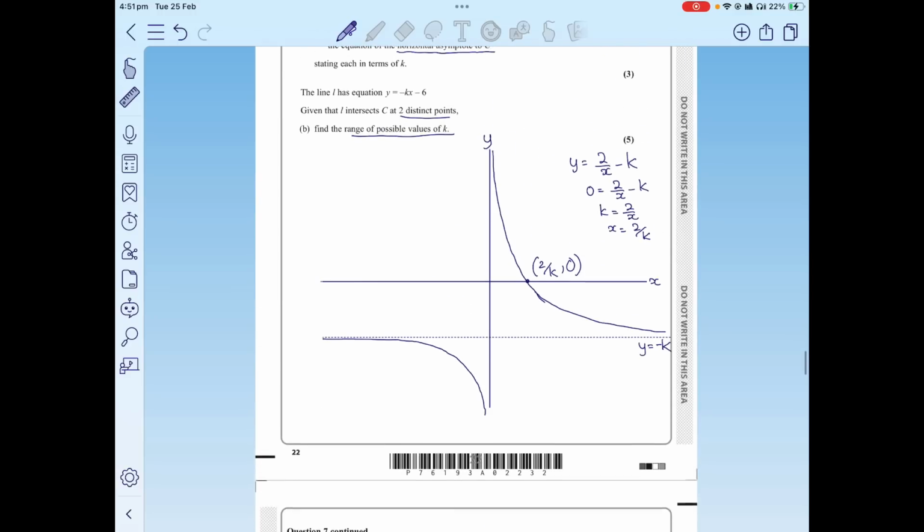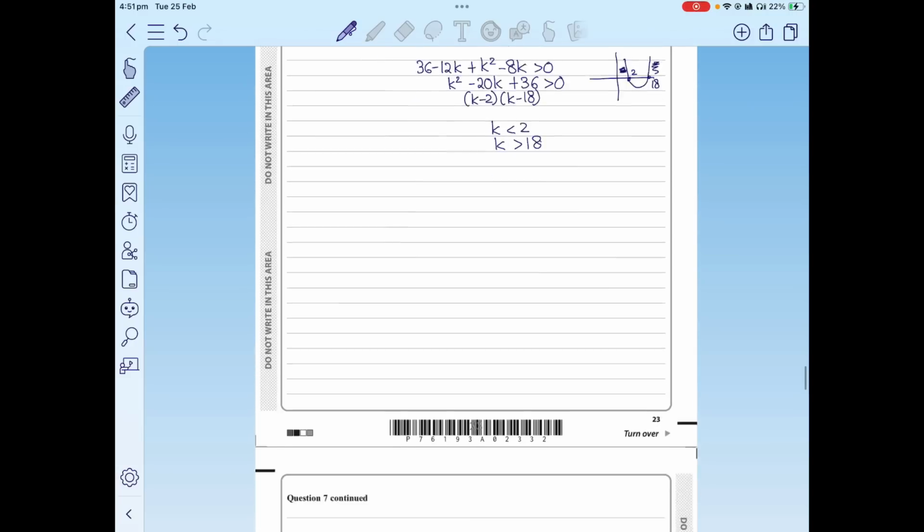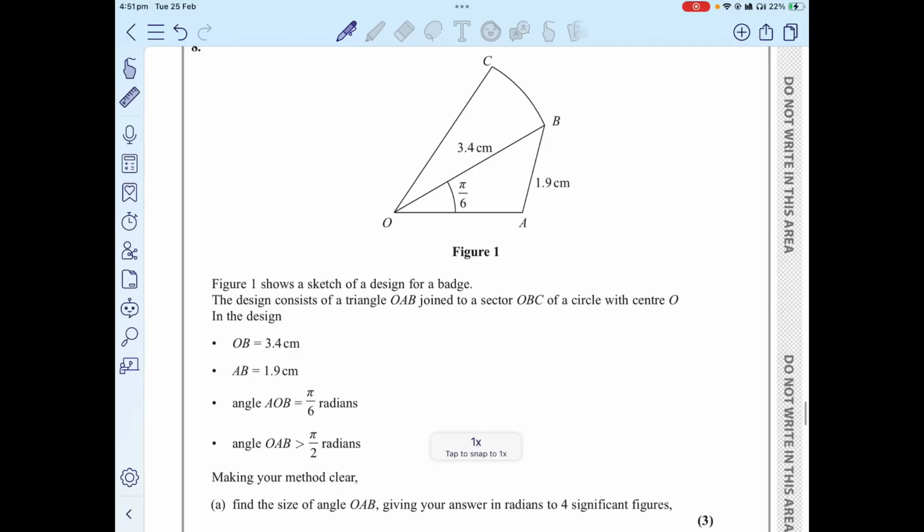Discriminant question. All right, now we'll be moving on to question number 8, which is the second last question of this paper. This is a trigonometry question. It says that figure 1 shows a sketch of a design for a badge.